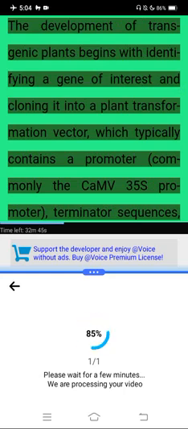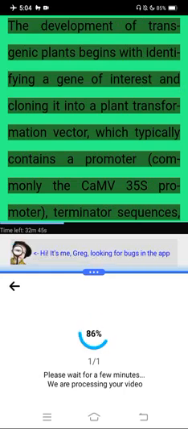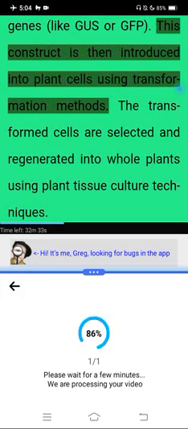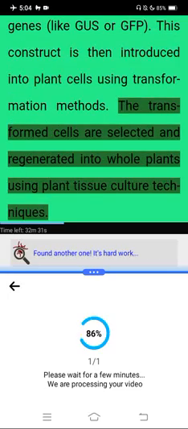The development of transgenic plants begins with identifying a gene of interest and cloning it into a plant transformation vector, which typically contains a promoter, commonly the CaMV 35S promoter, terminator sequences, selectable markers such as antibiotic resistance genes like NPTII or herbicide resistance genes like BAR, and reporter genes like GUS or GFP. This construct is then introduced into plant cells using transformation methods. The transformed cells are selected and regenerated into whole plants using plant tissue culture techniques.